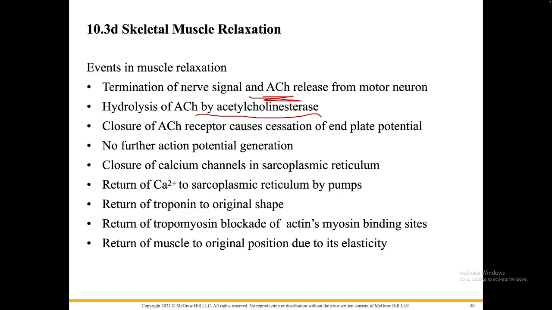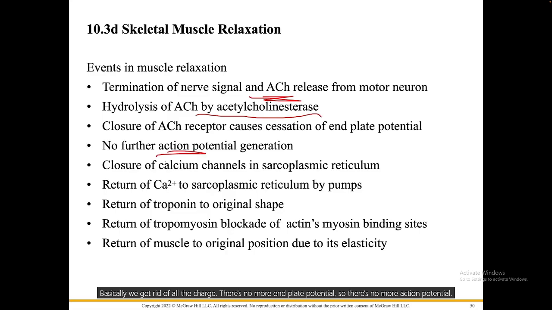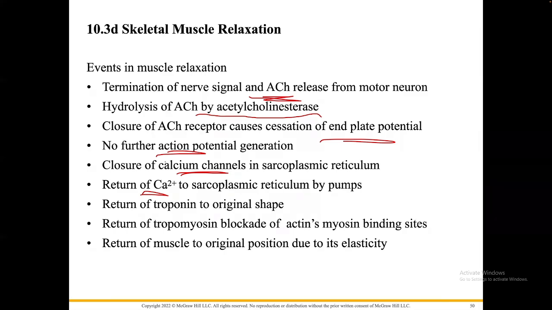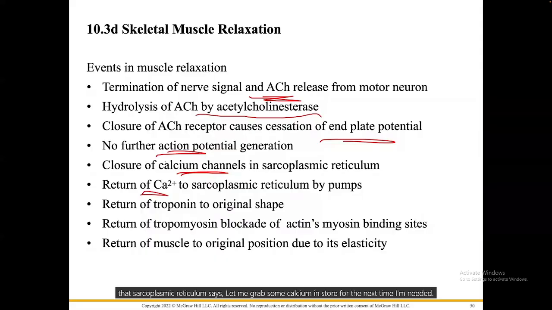That neurotransmitter was broken down by an enzyme called acetylcholinesterase. Basically, we get rid of all the charge. There's no more end plate potential, so there's no more action potential. And all of those voltage-gated channels that were held open by the electricity start to close. Remember that our sarcoplasmic reticulum inside those muscle cells actually stores some calcium. As soon as the neurotransmitter is gone, that sarcoplasmic reticulum says, let me grab some calcium and store it for the next time I'm needed.